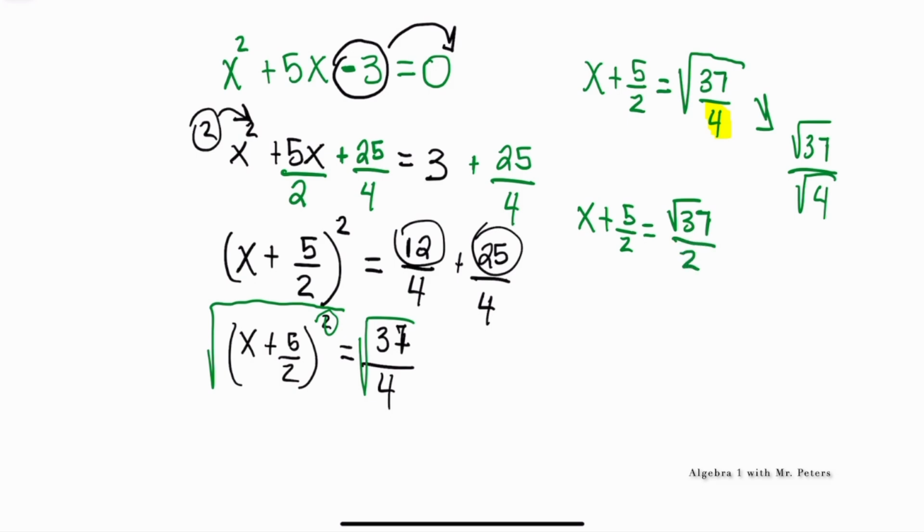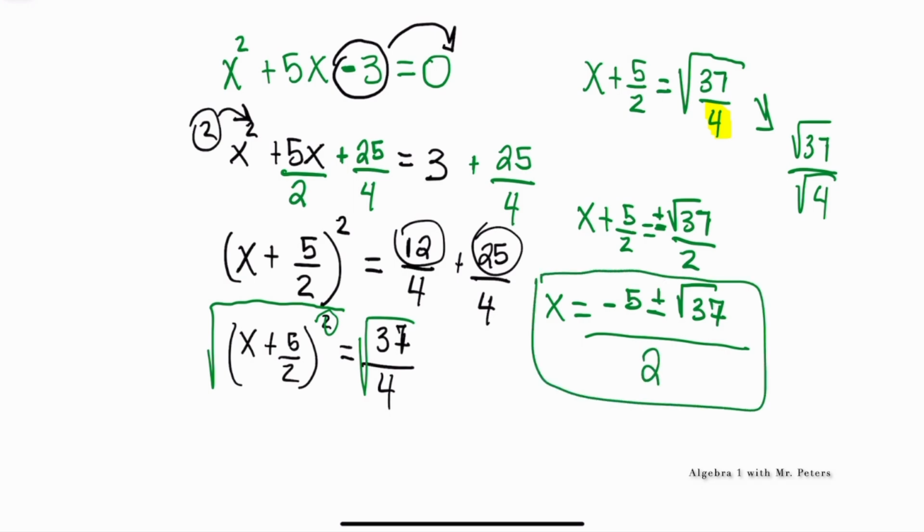Now the last step for us to solve, we just need to get x absolutely by itself, and that means we have to subtract 5 over 2. So x is now equal to negative 5, and please don't forget your plus or minus, that's very important. X is equal to negative 5 plus or minus radical 37 all over 2.